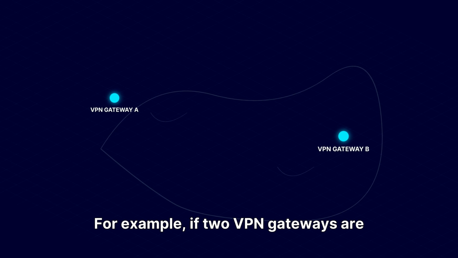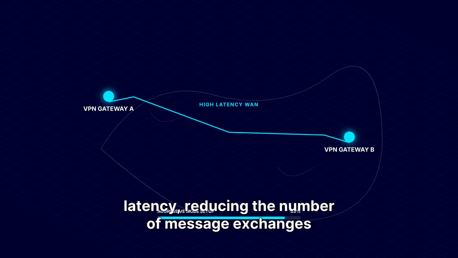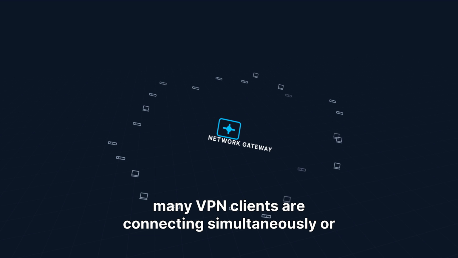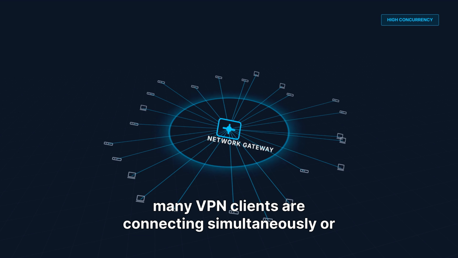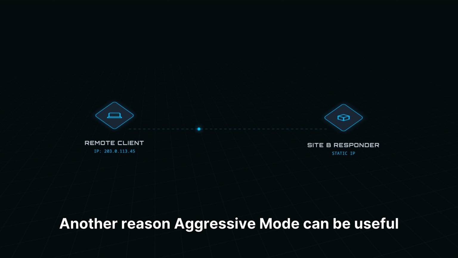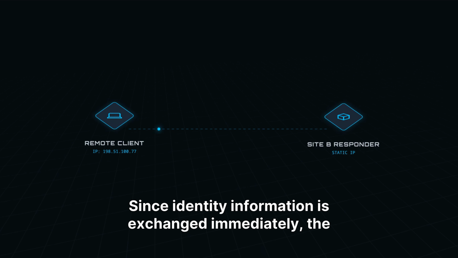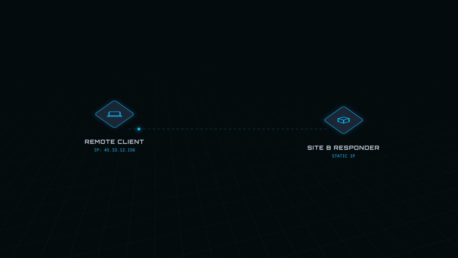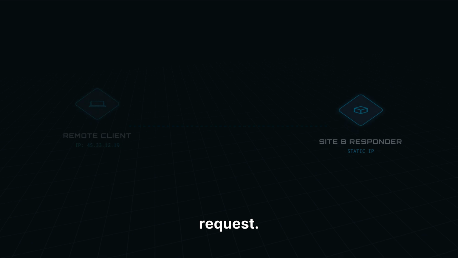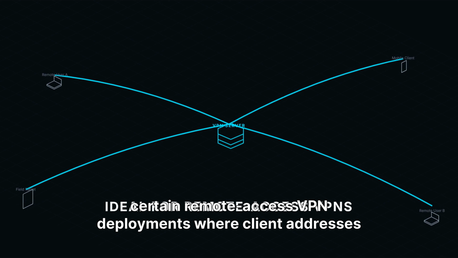For example, if 2 VPN gateways are connected through a WAN link with noticeable latency, reducing the number of message exchanges can significantly decrease tunnel setup time. The benefit becomes even more noticeable when many VPN clients are connecting simultaneously or when tunnels are frequently established and torn down. Another reason Aggressive Mode can be useful is in scenarios where one VPN peer has a dynamic public IP address. Since identity information is exchanged immediately, the responder can quickly determine which VPN policy should be applied to the incoming connection request. This makes Aggressive Mode particularly suitable for certain remote access VPN deployments where client addresses may change frequently.